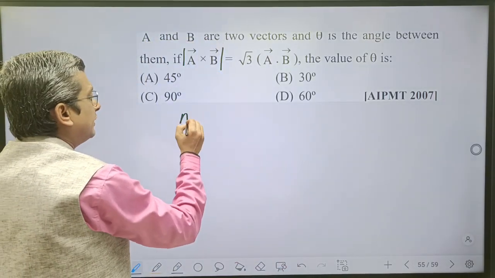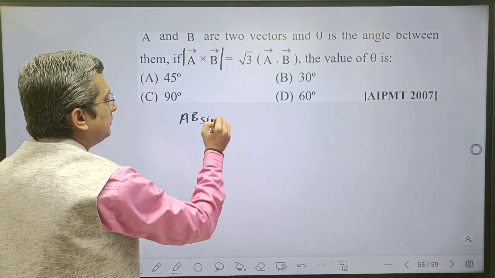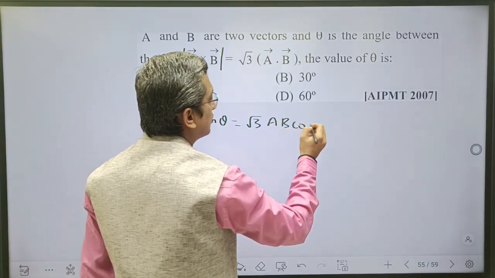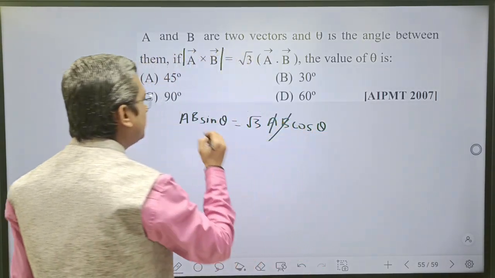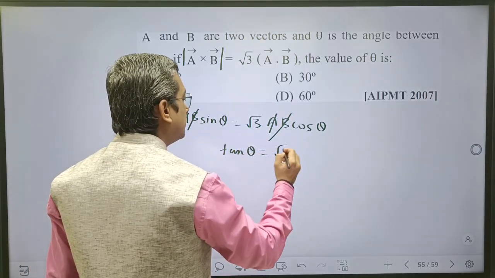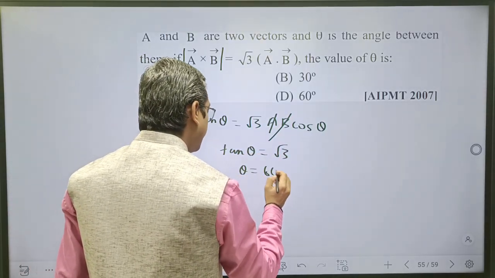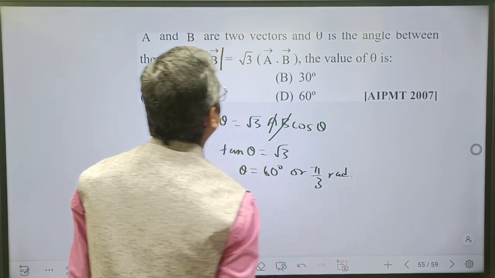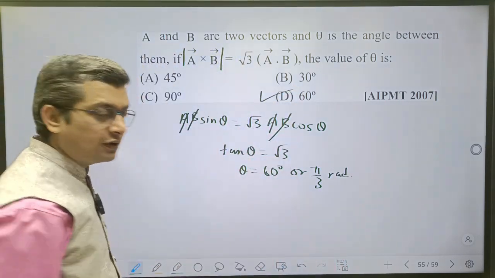So this will be AB sine theta, which you can solve verbally, is equal to root 3 AB cos theta. AB gets cancelled. This will be tan theta is equal to root 3. So theta is equal to 60 degrees, or you can write pi by 3 radian. So this is the answer, isn't it?